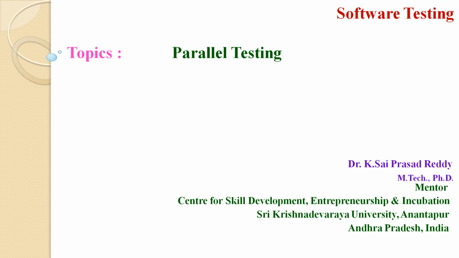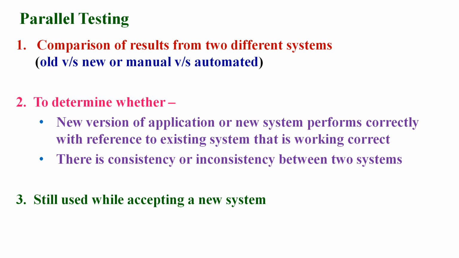In today's session, we are going to cover the topic parallel testing. Now, the name itself indicates the goal or objective of testing. That means we have to do the testing in parallel with two systems. Parallel testing is nothing but comparison of results from two different systems. That means parallel testing will be conducted on two different systems at the same time. That is called parallel testing.